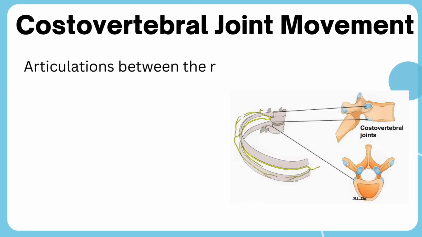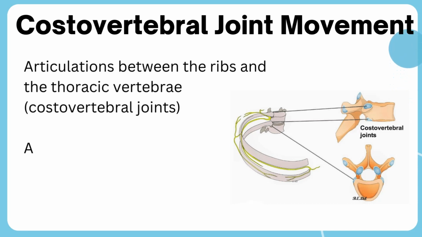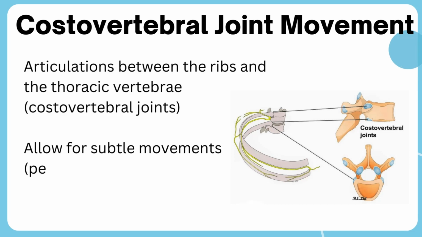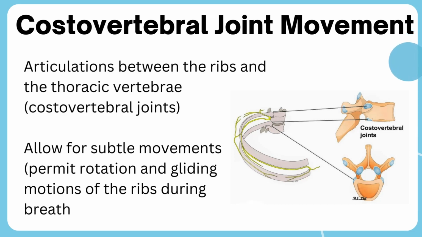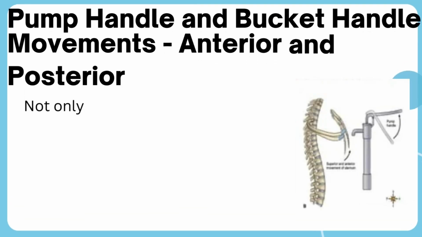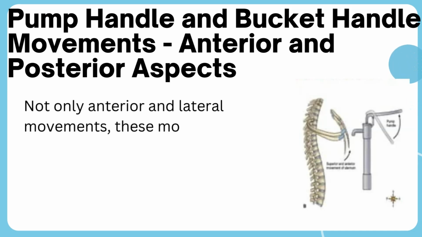Costovertebral joint movement. The articulations between the ribs and the thoracic vertebrae, costovertebral joints, allow for subtle movements. These joints permit rotation and gliding motions of the ribs during breathing, contributing to the overall flexibility of the thoracic cage.